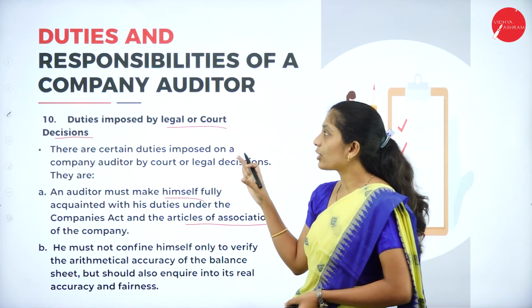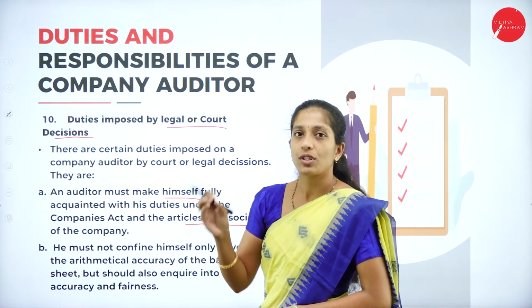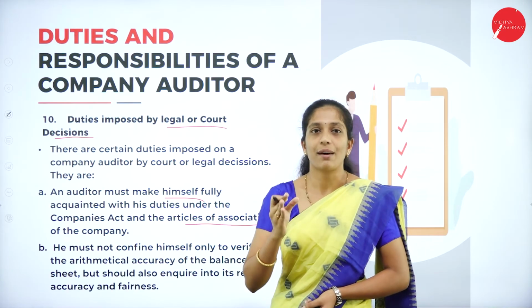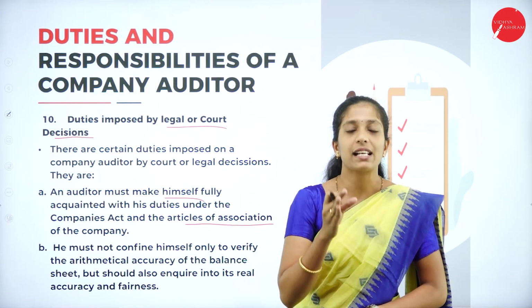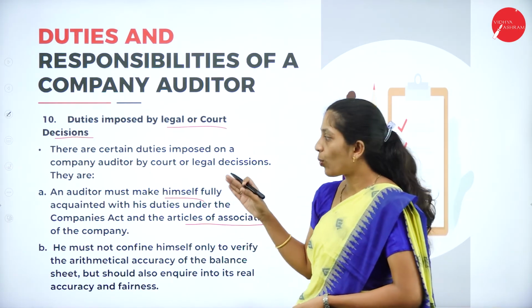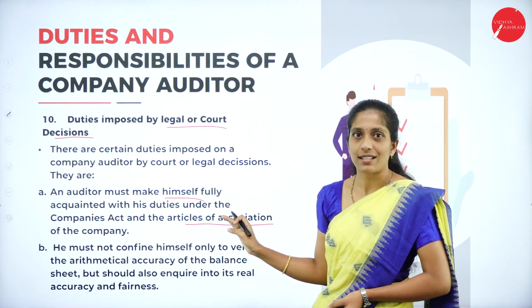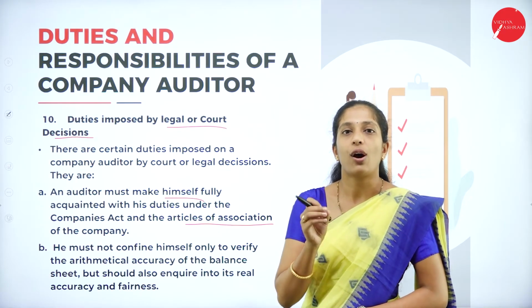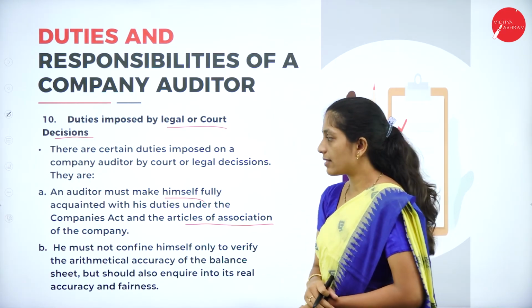So this is according to what? Legal or court decisions. As I told you, they have to follow certain laws, that is company law. So whatever they have mentioned in the Companies Act as well as the Articles of Association of the company, the auditor has to follow those instructions.